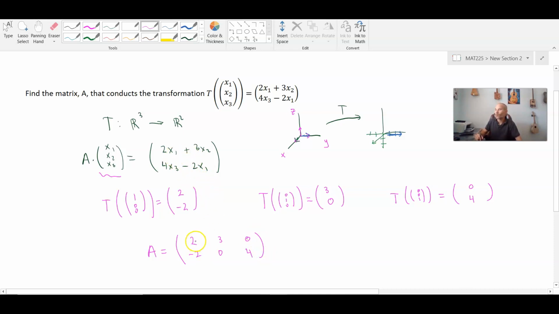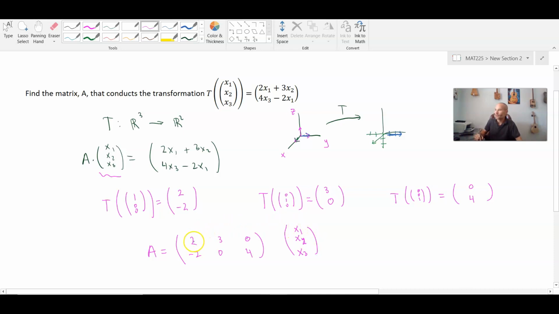We see a 2 in the matrix, where if we multiplied this by a vector now, so if we took 2, 3, 0, negative 2, 0, 4 and multiplied it by, say, any vector, let's just go ahead and call it x1, x2, x3, just to show that the output that we get matches what we were wanting to get.